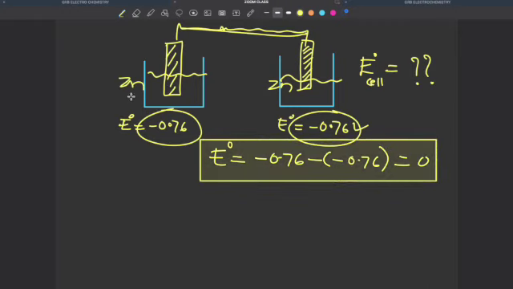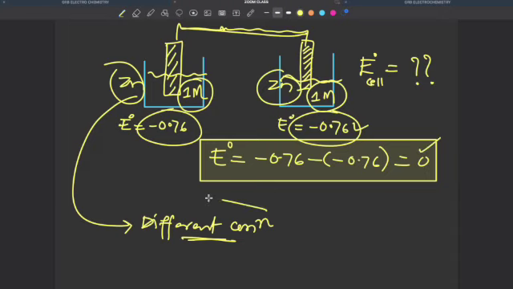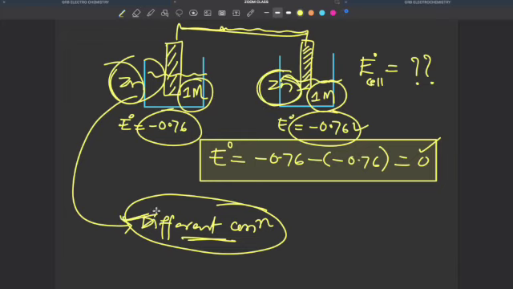But we can construct the galvanic cell using both the same electrodes, provided we maintain different concentrations. Here, what is the concentration of the zinc solution? 1 molar. Here also the concentration of the solution is 1 molar. That's why you got 0. If I use different concentrations, the electrode potential generated by either zinc electrode will be a different value, so that we can use it.